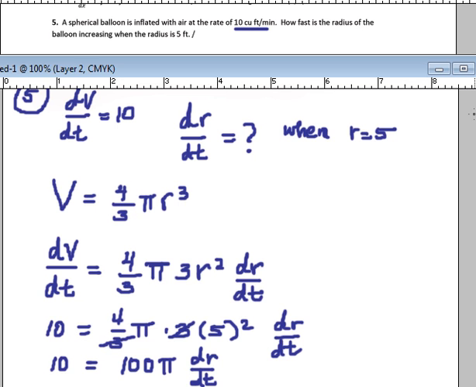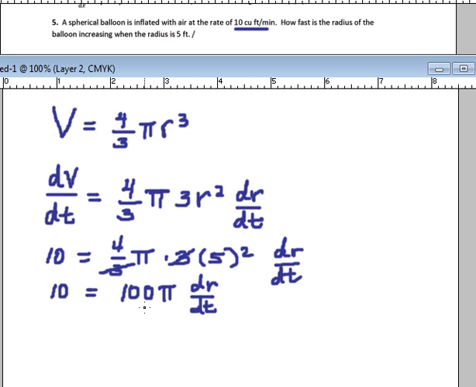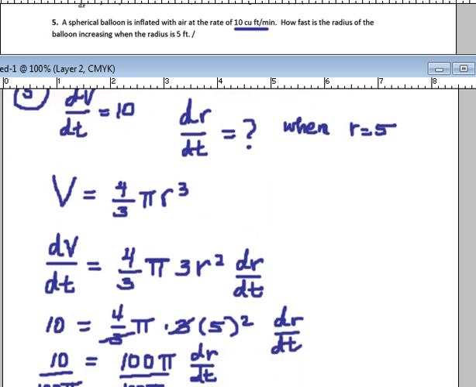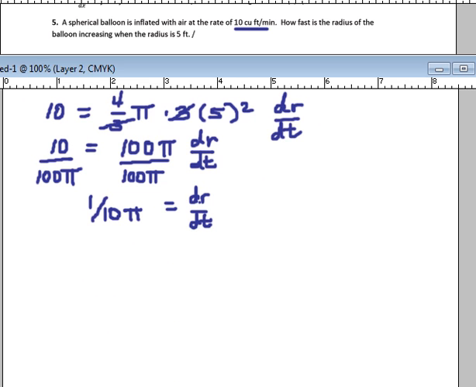And we'll just divide by what's multiplying the dr/dt. We're going to divide both sides by 100 pi. All right, and that's dr/dt, 10 over 100 pi, or 1 over 10 pi. All right, and let's see what our units are. Let's go back. Okay, we have the problem up here. The units would be feet per minute. Feet per minute.